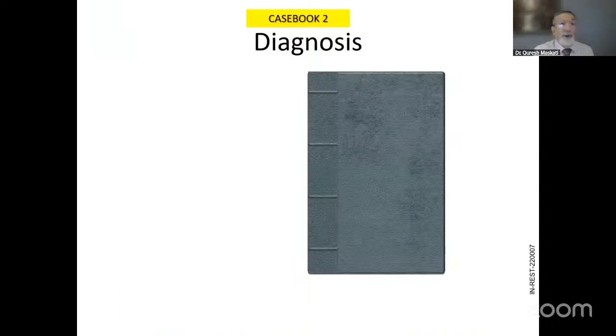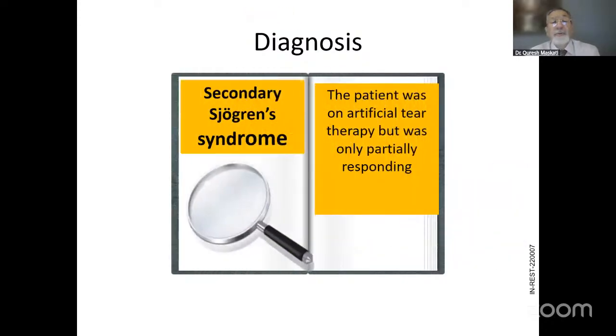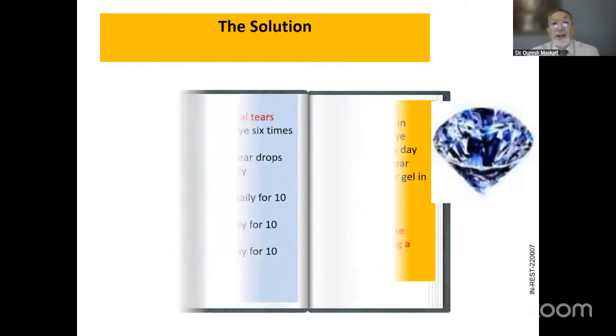So what did I do differently now? We diagnose this as secondary Sjogren's syndrome. Secondary is where we find the cause. So the previous one was autoimmune. Here this was because of rheumatoid arthritis. The patient was on artificial tears, but only partially responding.